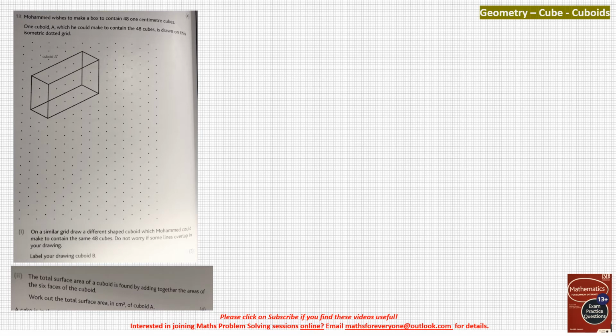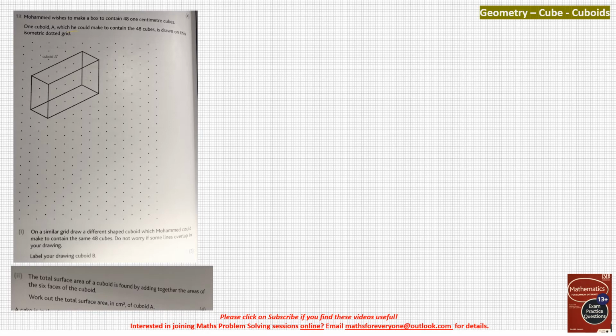Hello everybody, welcome. This session is on cubes and cuboids, and I've taken these questions from the Common Entrance maths exams for 13 plus. So the first question is, Mohammed wishes to make a box to contain 48 1 centimeter cubes.